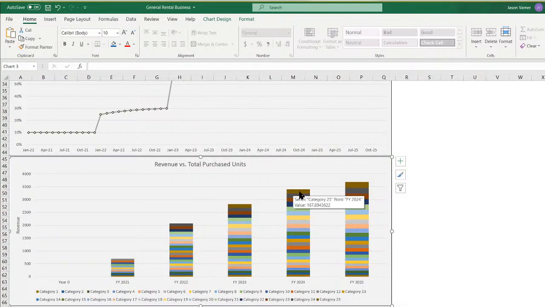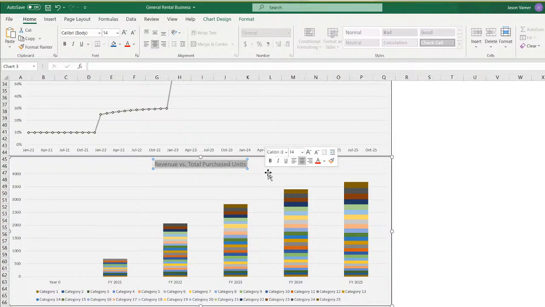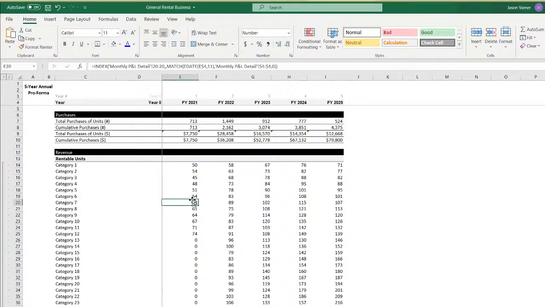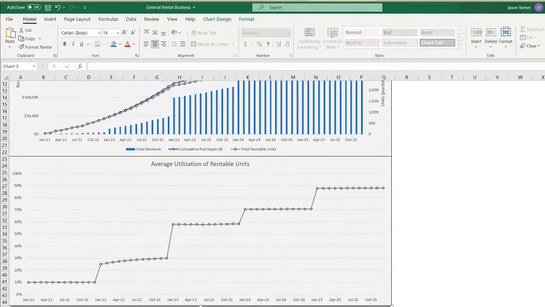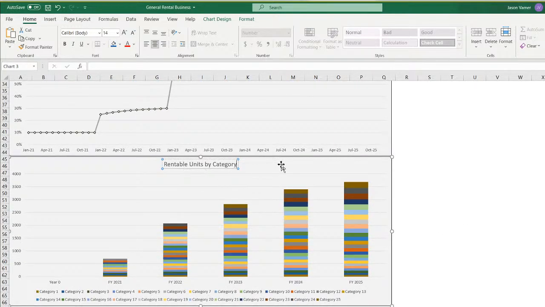So it's kind of cool. You can see by category what my rentable units by category are over time. And let's make sure this is rentable. Yes. So this is after taking into account the degradation. So that's a cool one. And then we can see here the difference between what we bought and what's actually available. So that's already there. Rentable units.